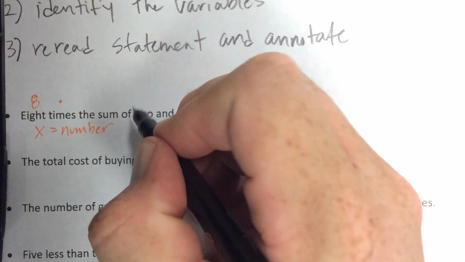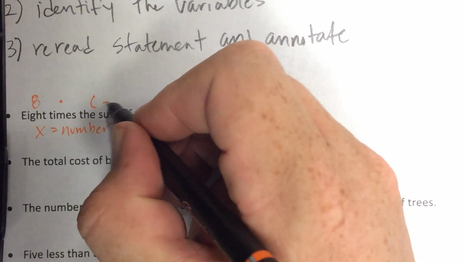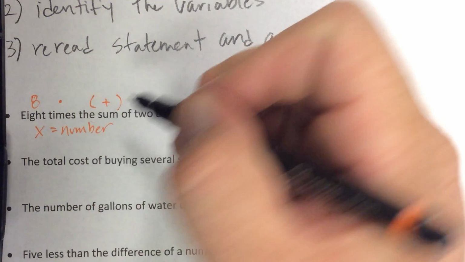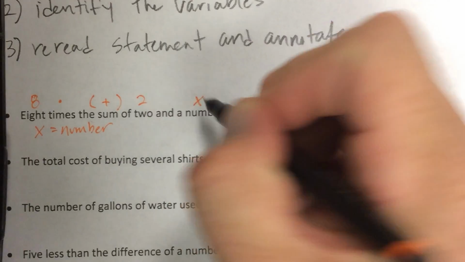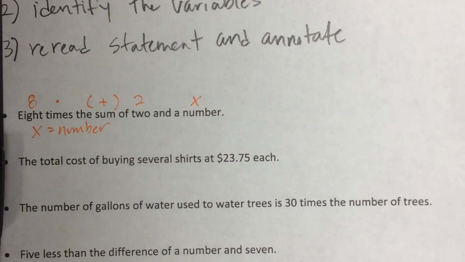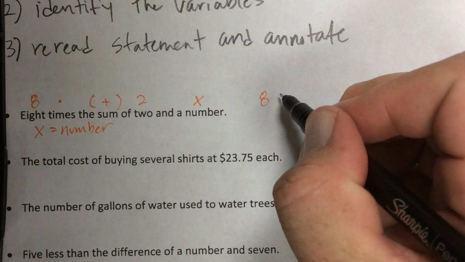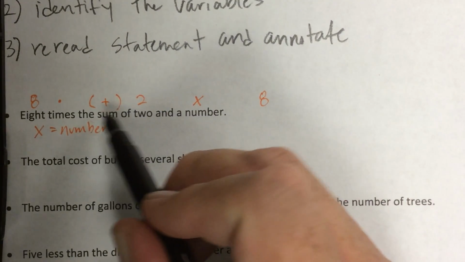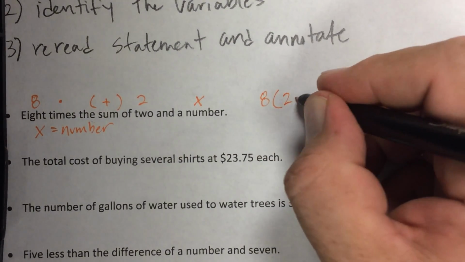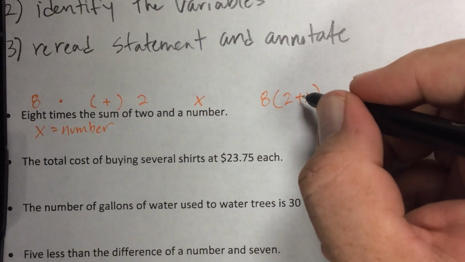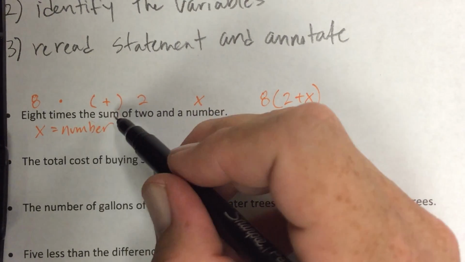So the sum of means I'm going to put the next things that follow it in parentheses with a plus sign because it's the sum. Sum means to add. And then we have 2 and a number, which is our x. So when I write this out, I'm going to have 8 times the quantity or the sum of, which is parentheses, 2 plus x. And again, it's addition because it said sum. If it said difference, then I'd be subtracting. If it said product, I'd be multiplying.